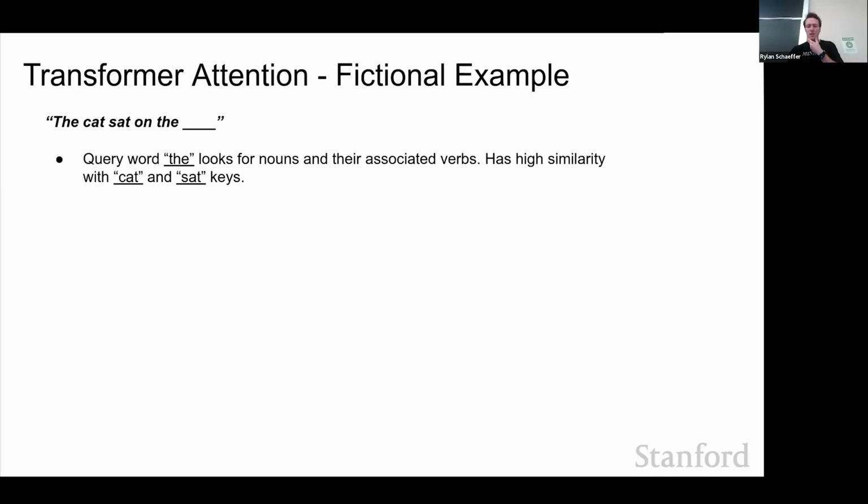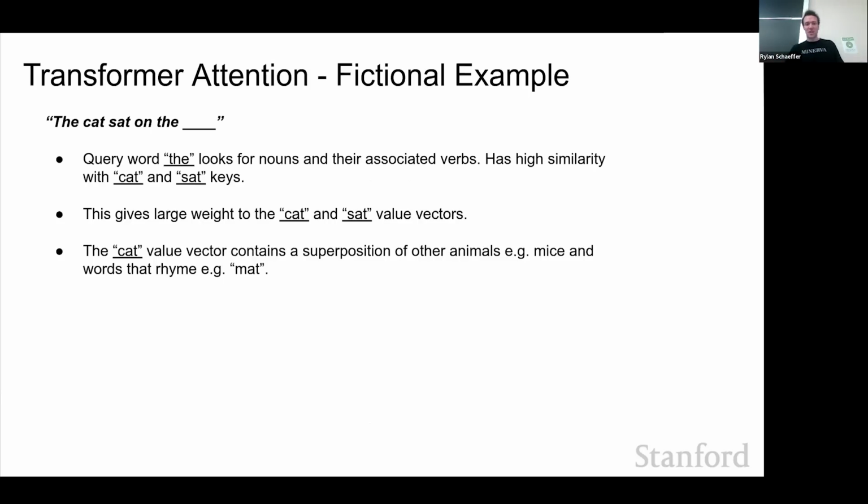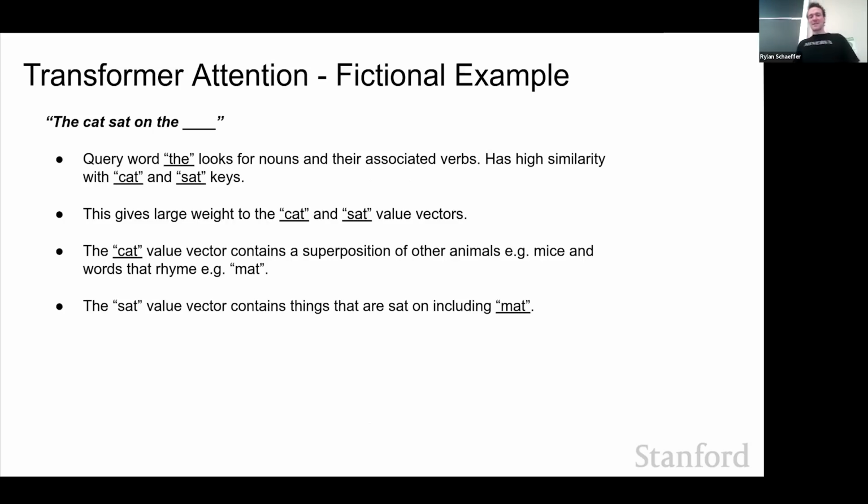At a high level, you can think of the query word the as looking for nouns and their associated verbs. Hypothetically, it has a high similarity with words like cat and sat, or their keys. This gives large weight to the cat and sat value vectors, which get moved to the next part of the network. The cat value vector hypothetically contains a superposition of other animals like mice, and maybe words that rhyme with mat. And the sat vector also contains things that are sat on, including mat.